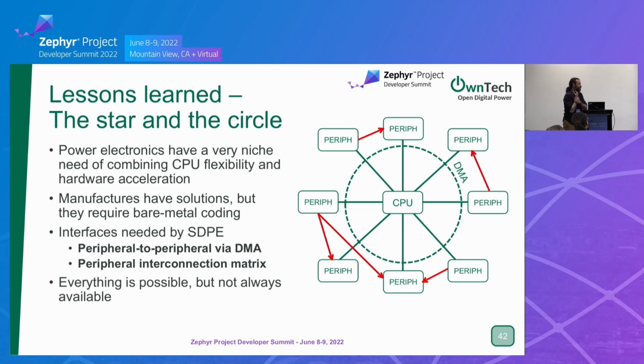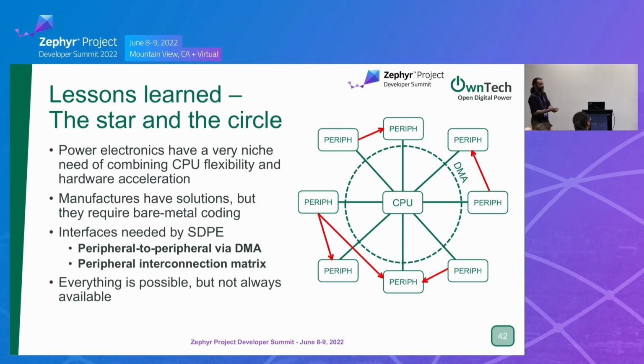Power electronics have a very niche need for combining CPU flexibility and hardware acceleration, so manufacturers have solutions, but they're still bare metal coding. And it would be very good to have this peripheral-to-peripheral via DMA interface and peripheral interconnection matrix as a way of connecting this stuff together. And this in Zephyr would be a great help.